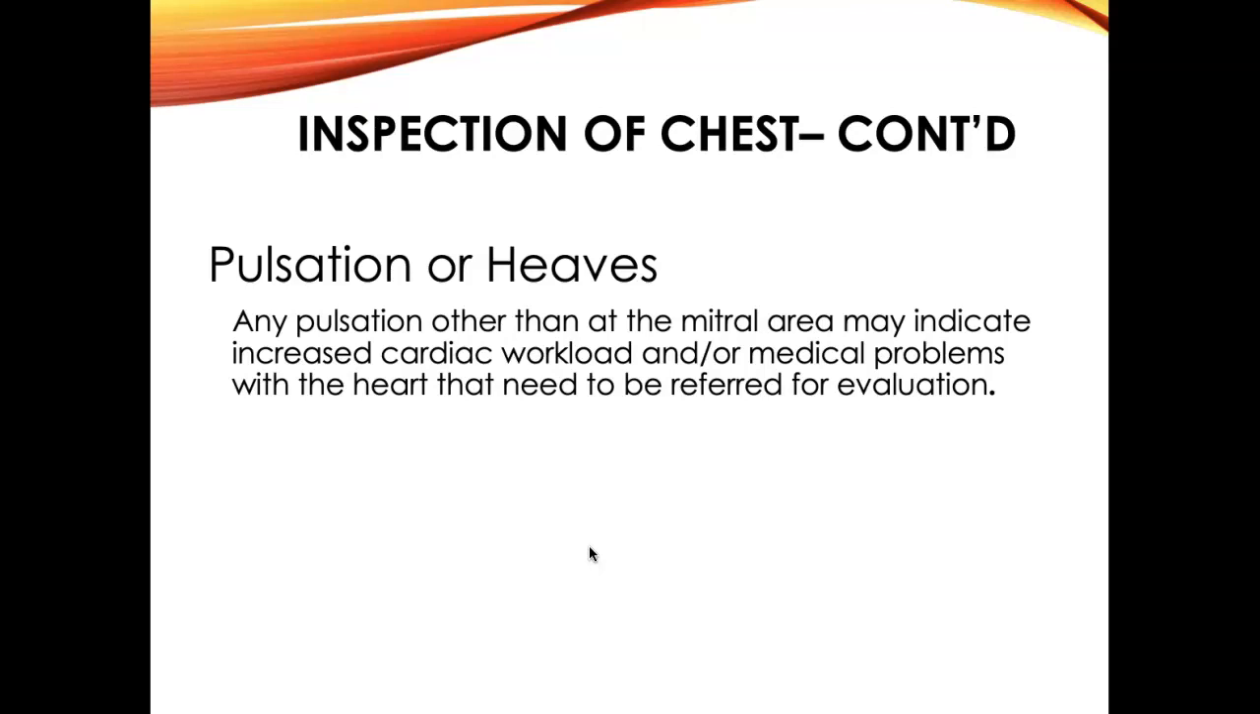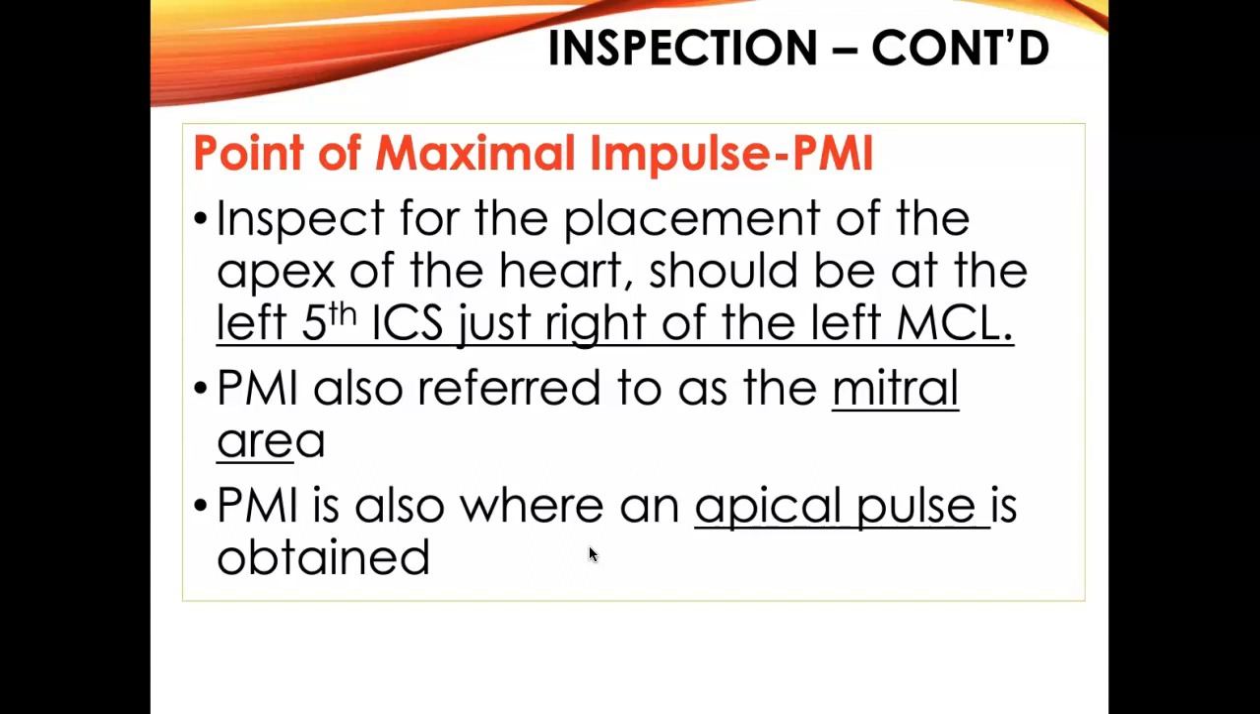All right. That apical pulse, the mitral area, or the point of maximum impulse can all really be used interchangeably. Again, that's still going to be that same area at the apex, the fifth intercostal space, midclavicular line. That's what we call the PMI, or the point of maximum impulse. Again, that's where the heart's going to be pumping the strongest, or where you're going to be able to see it the strongest.